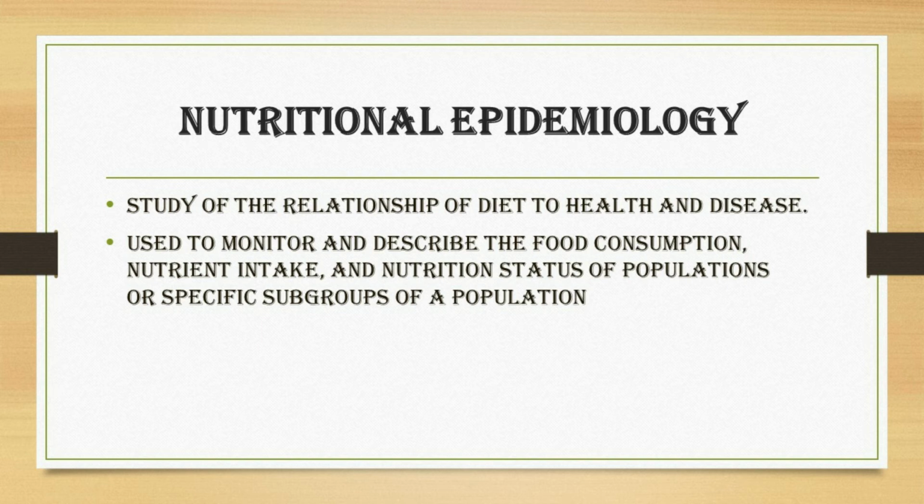Nutritional epidemiological methods lend themselves to the study of the relationship of diet to health and disease. One of the first applications of epidemiology to nutrition science was James Lind's controlled trial investigating the curative effect of citrus fruits among sailors with scurvy.